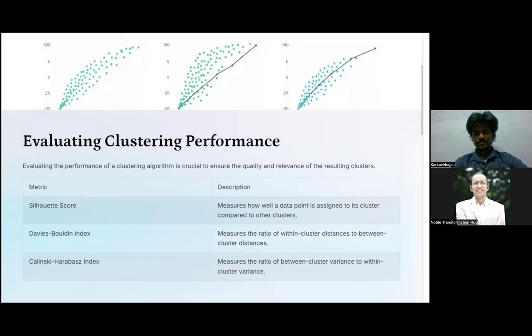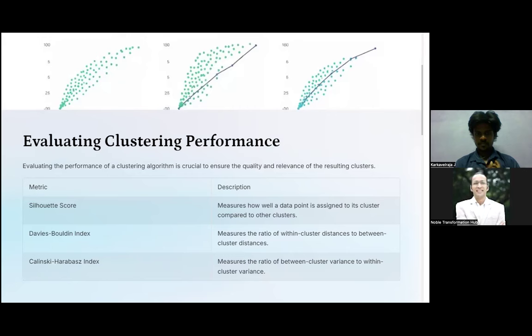So you can see there is a pattern in the Silhouette score, the Davies-Bouldin index, and the third index. The first one just measures how the data points assigned to clusters compare to the other clusters. The second one measures the ratio of within-cluster distance to the distances between clusters. This is simple, you need to keep it in mind. And the third one is just the ratio between the cluster variance and the within-cluster variance.